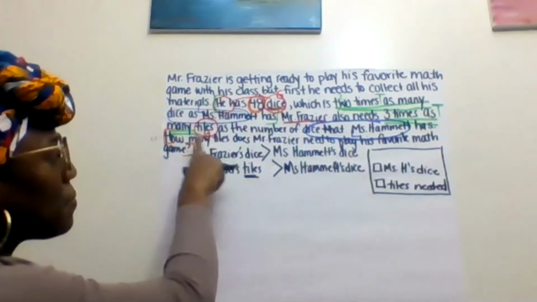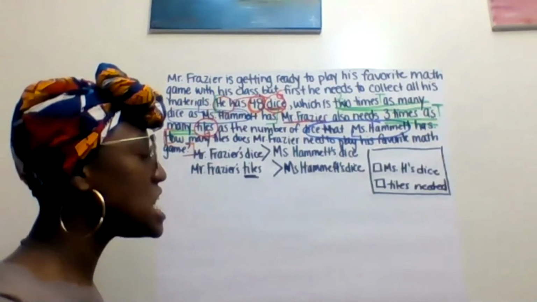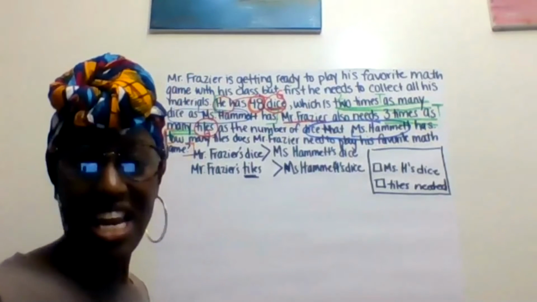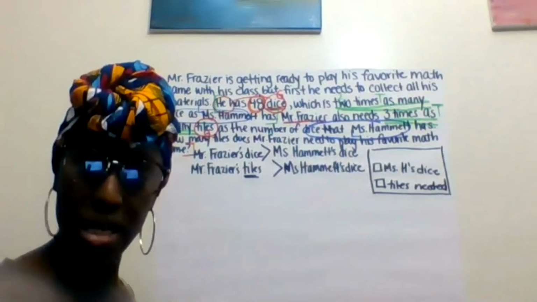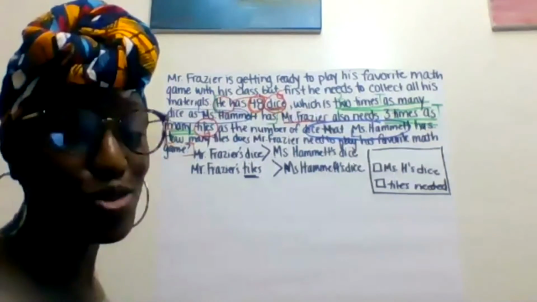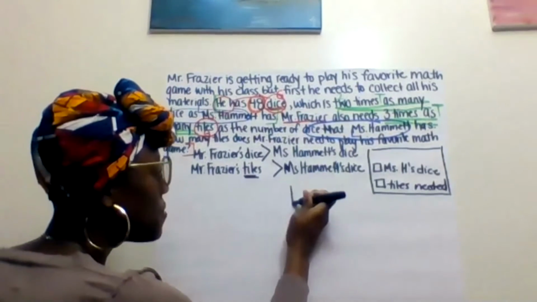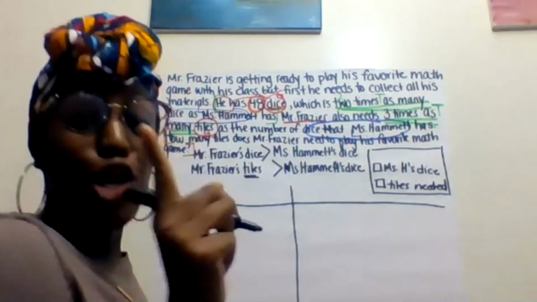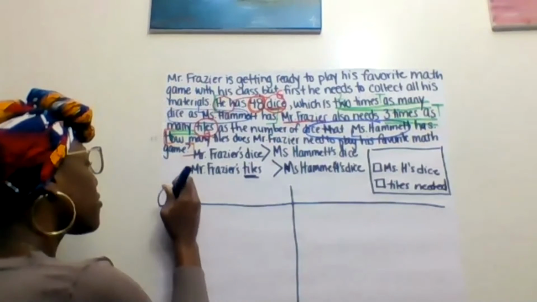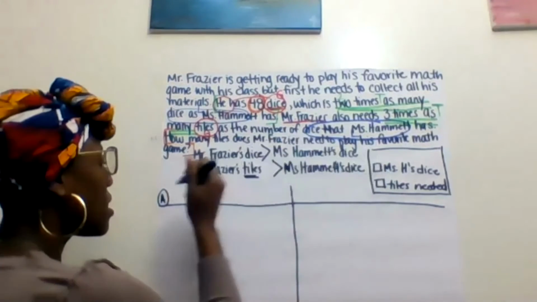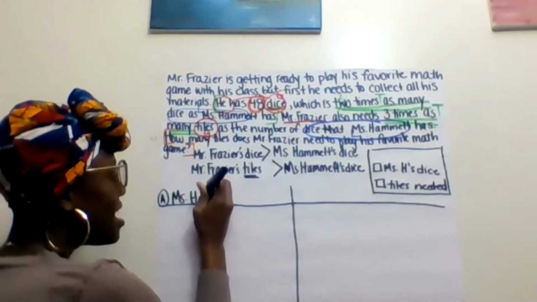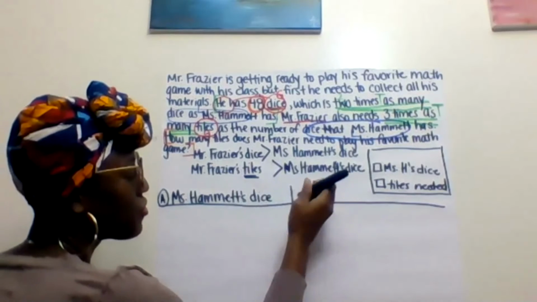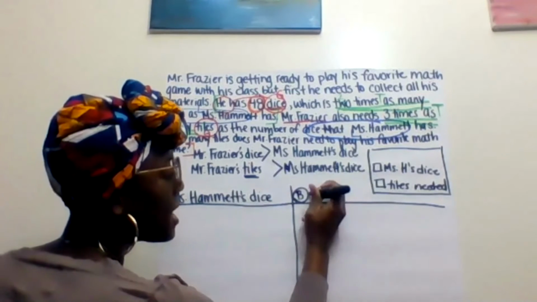Now let's keep reading. How many tiles does Mr. Fraser need to play his favorite math game? I am now at the question, so I do not have any other unknowns. I have 2 unknowns, so how many steps do I have? You know it, 2 steps. So let's go ahead and split our workspace. You can go ahead and do this with me. And I already know that you know what the titles are. What's the title for A? Yes, you took it straight from here. Miss Hammett's dice. And because I have more space, I'm going to write her full name. What's the title for B? Yep, Miss Tiles Needed.